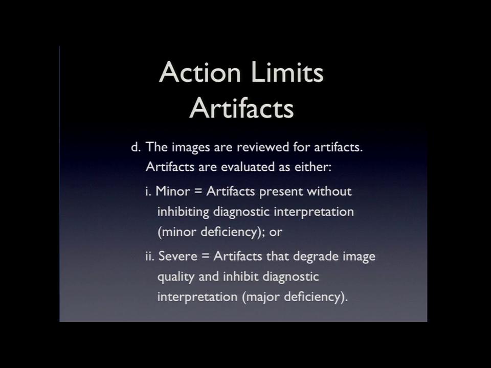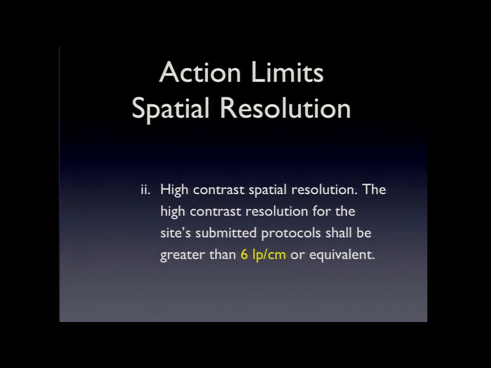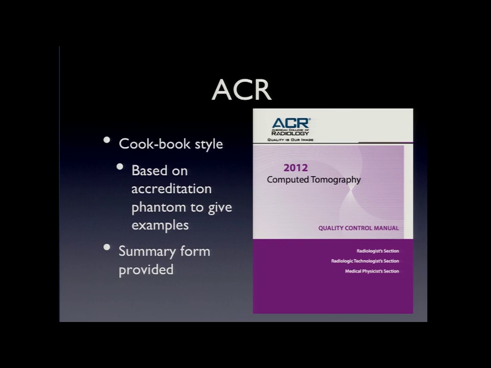The big thing is they have action limits, and they have action limits based on the phantoms that you're using. So you could actually reference those depending on what program you're using and what phantom you're using. There are minor action limits, which means, yeah, I see something that should be addressed, or here's a major or severe one that needs immediate corrective action, that type of thing. So it wants to make sure that you document all of that. And another thing that stands out with high contrast spatial resolution is it does have a requirement to see greater than 6 line pairs per centimeter or equivalent.